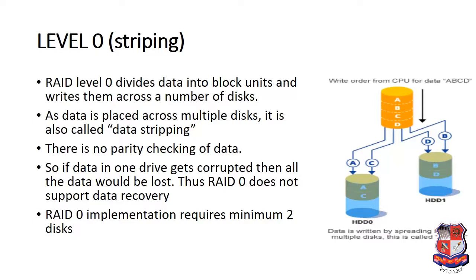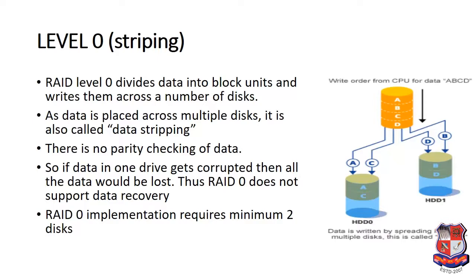Now let's see. RAID level 0 divides data into block units and writes them across a number of disks. As data is placed across multiple disks, it is also called data striping. There is no parity checking of data. So if data in one drive gets corrupted, then all the data would be lost. Thus, RAID 0 does not support data recovery. RAID 0 implementation requires a minimum of 2 disks.